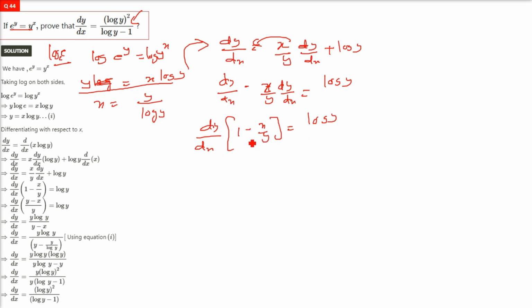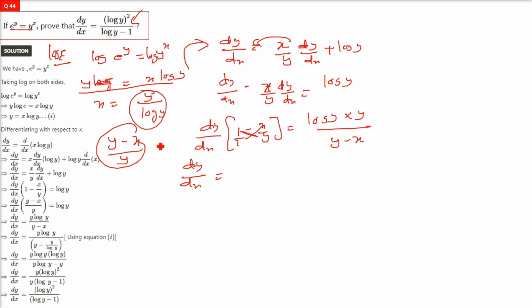So when we solve this, I'm taking the LCM, y minus x by y, and I'm taking this on the right hand side also. Alright, so it will be dy by dx equal log y into y divided by y minus x. I have taken this on the right. So now this log y into y divided by y minus x, in place of x, what you can do here is put y by log y.